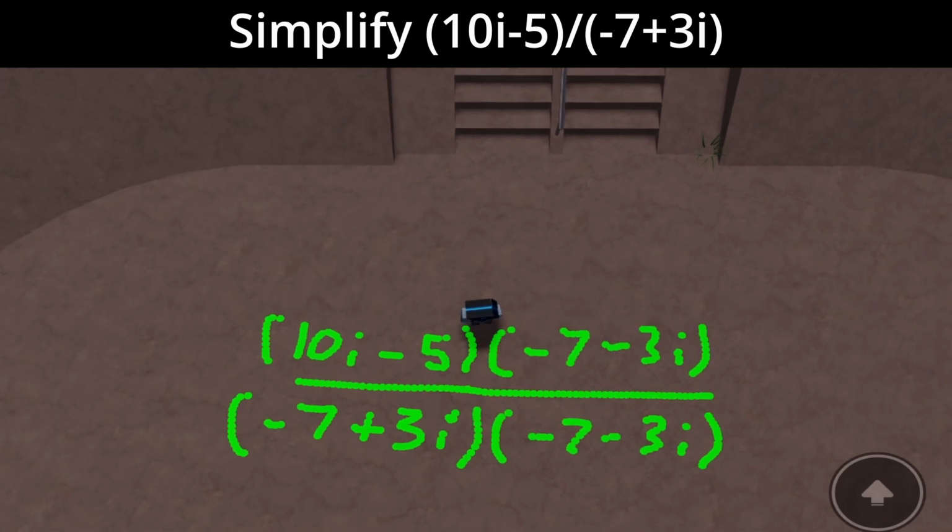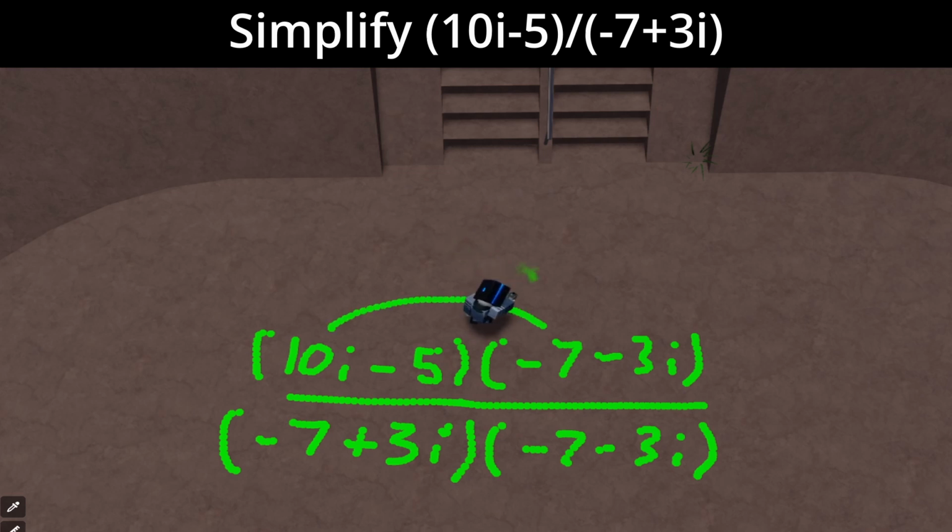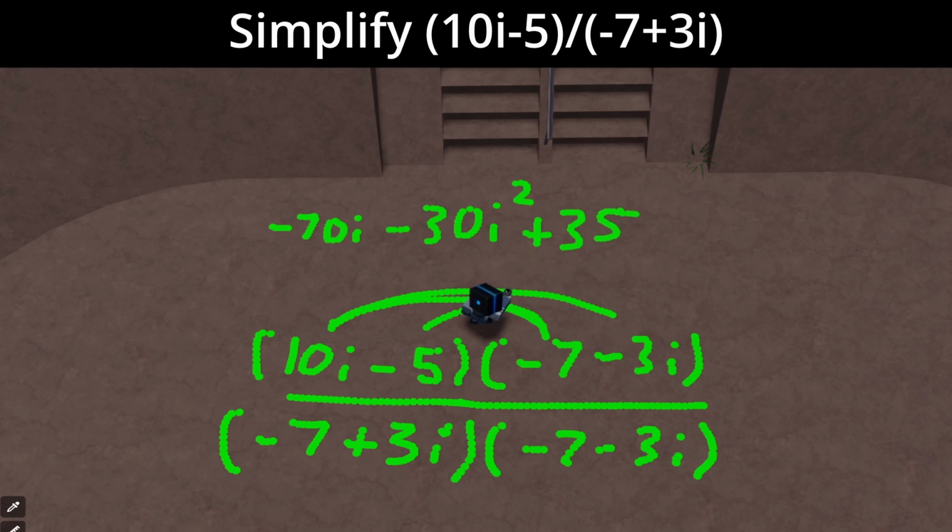Now let's work on the numerator first to simplify this. So we just need to multiply two complex numbers. To do this, let's just do 10i times minus 7. That's minus 70i. Let's do 10i times minus 3i. That's negative 30i squared. Next is minus 5 times minus 7. That's positive 35. And then finally we have minus 5 times minus 3i. That's plus 15i.